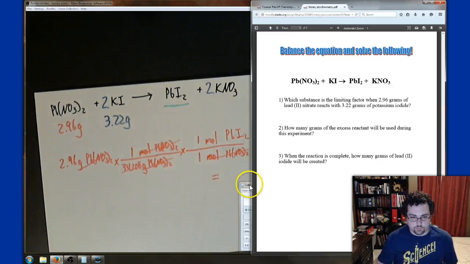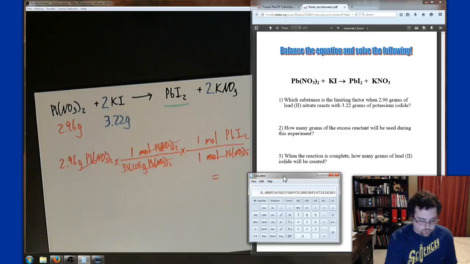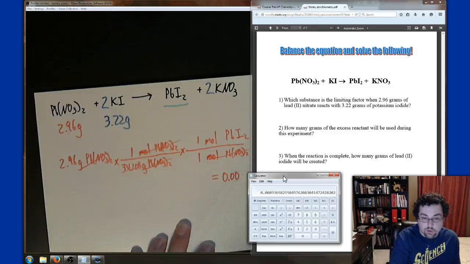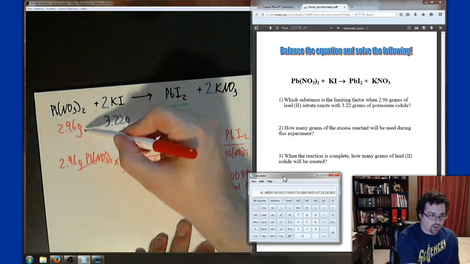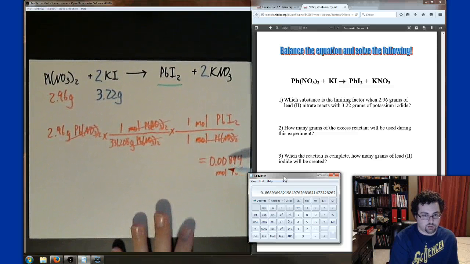So, calculator. 2.96 divided by 331.208. I have 3 sig figs here, so my answer needs to be in 3 sig figs: 0.00894 moles of PbI2. So if I completely react this reactant, that's how many moles of product I will end up with.